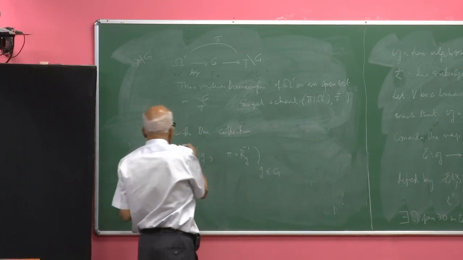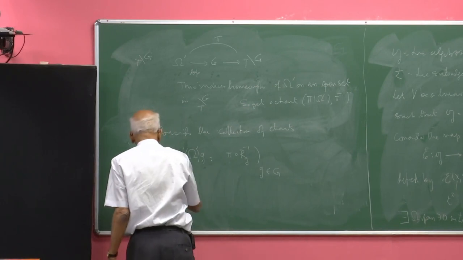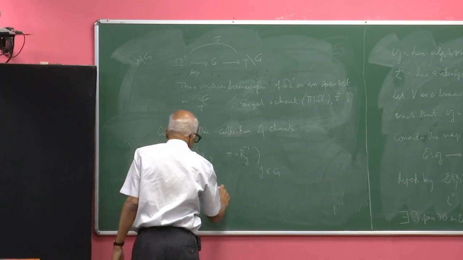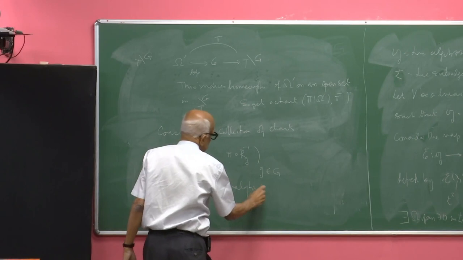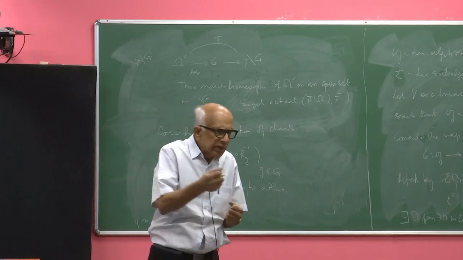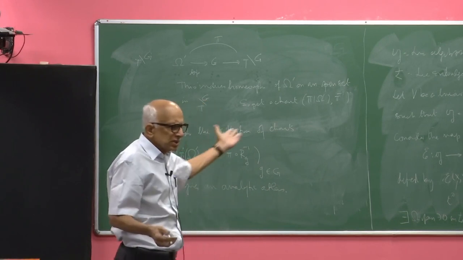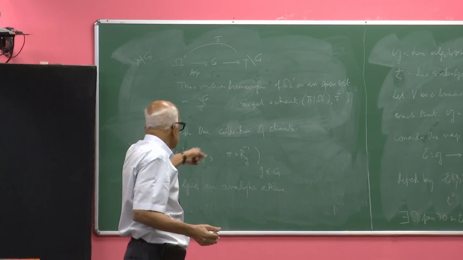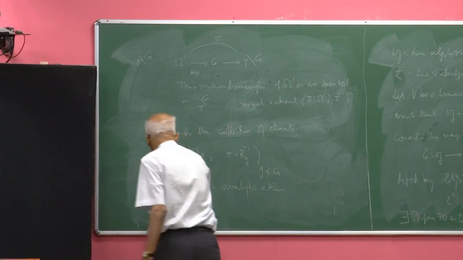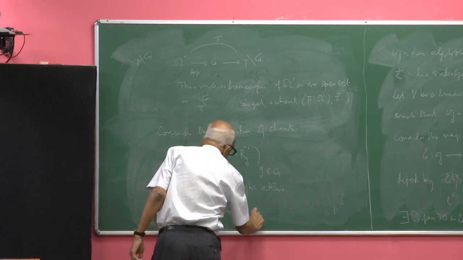Consider a collection of charts given by this. Claim: this gives you an atlas, an analytic atlas. Basically, because of the fact that the group itself, right multiplication by G inverse, is an analytic map. And then it's easy to see that this works. So that makes it into an analytic manifold. So this is the structure of an analytic manifold.